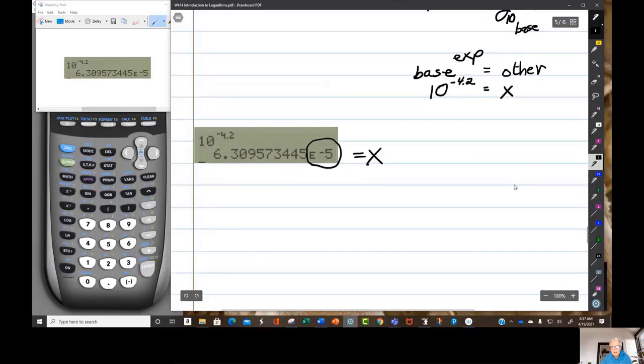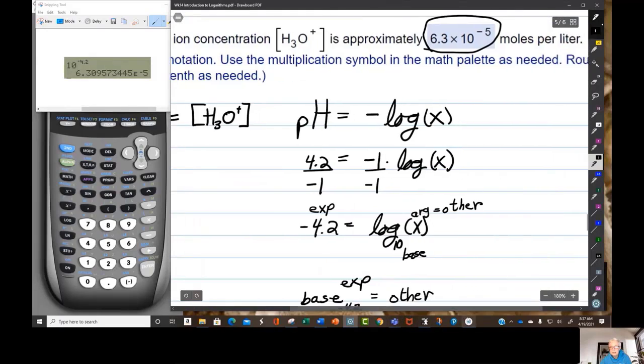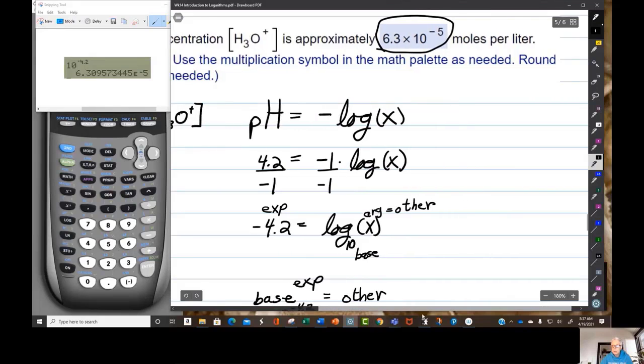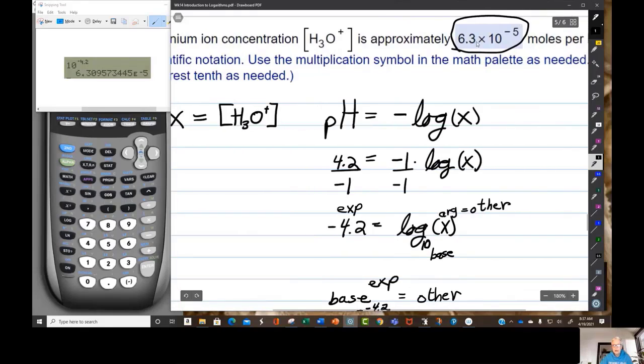So now let's go back up and read the answer and read the instructions. This is the answer in scientific notation. Negative 5 is the exponent. What we care about is how many decimal places do we round to? And this would seem to say round to the nearest tenth. That is one decimal place.